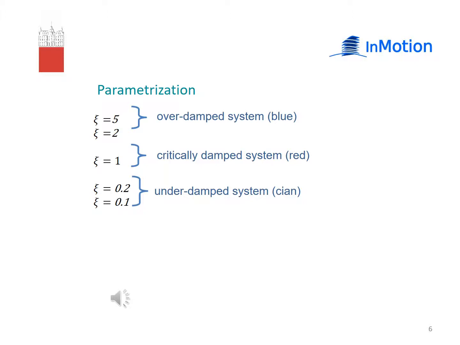When zeta is less than 1 but greater than 0, the system is underdamped, and we would like to plot the corresponding output with cyan color. And finally, when zeta is equal to 0, the system is undamped, and the corresponding output will be presented with the green line. In all four mentioned situations, the natural frequency omega n will be set to 1.